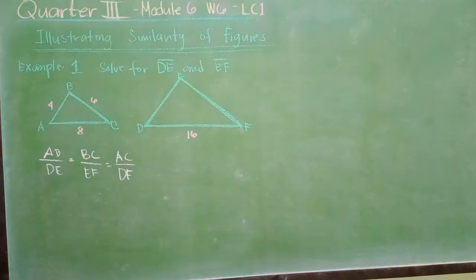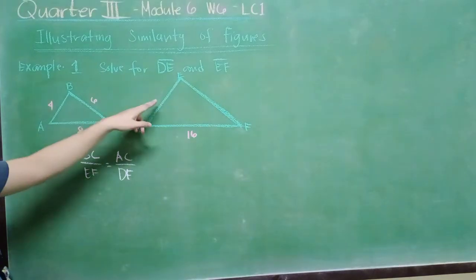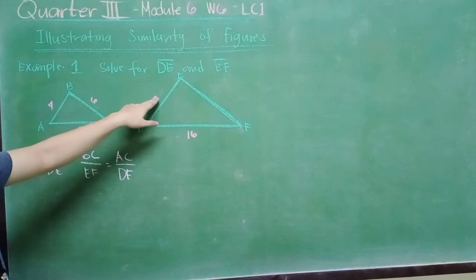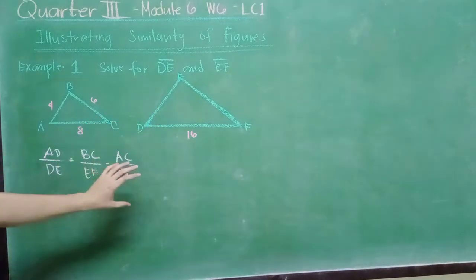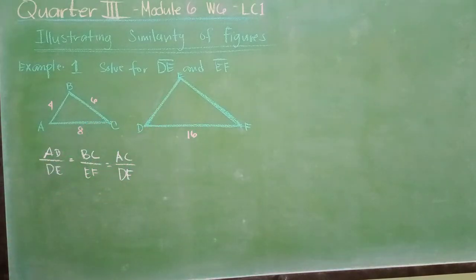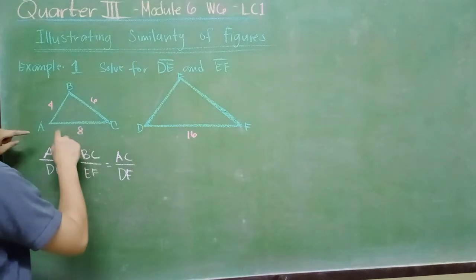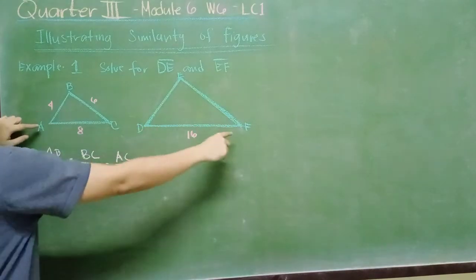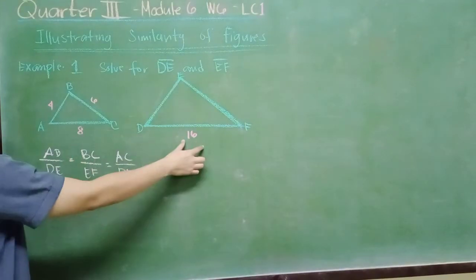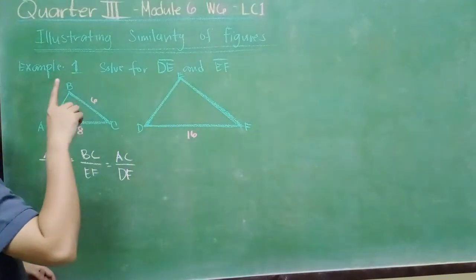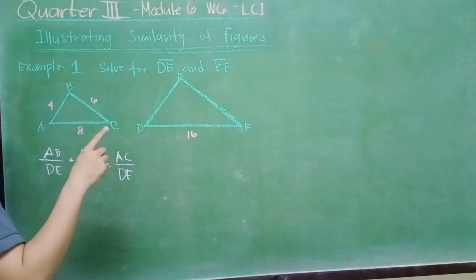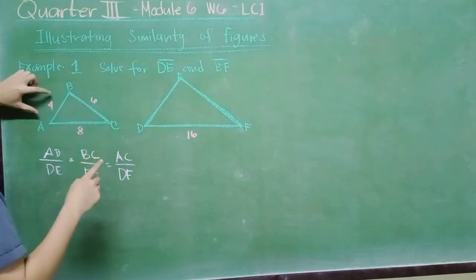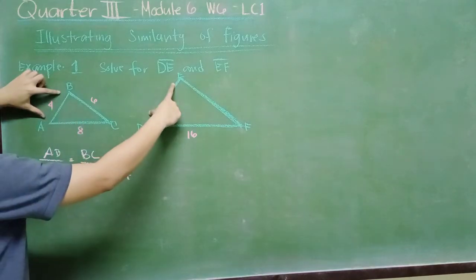Now, paano ka magsosolve ng unknown sides? Paano mo malalaman yung value ng unknown sides na yan using this proportion? Now, I suggest ganito yung gagawin. Kuha ka ng corresponding sides, which is in this case yung AC at saka DF, kasi parehas na silang may value. Tapos kuha ka pa ng isang corresponding sides, in this case ratio sila, yung isang value meron, yung isa wala.